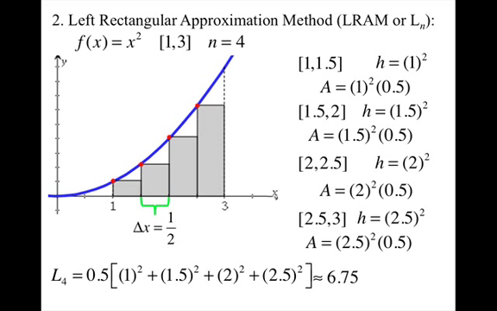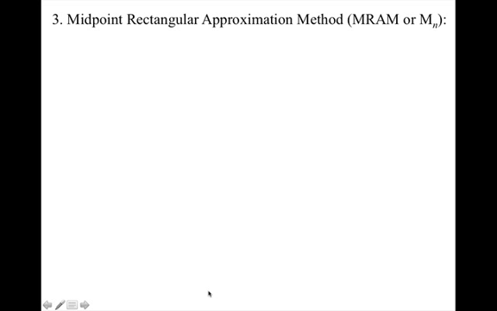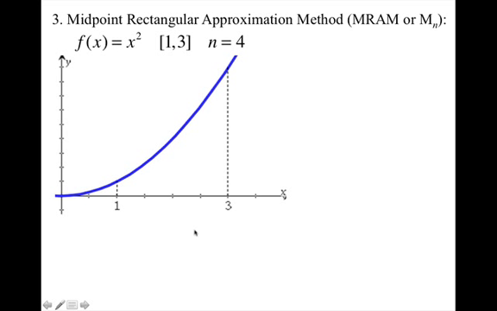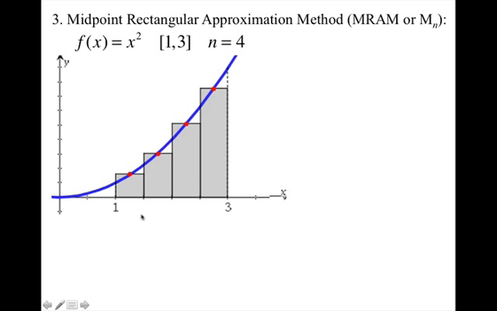All right, so there's the first 2 methods. The next method is the midpoint rectangular approximation method, which is MRAM, or M sub n. So same example, but this time when I draw my rectangles, their height is going to be at the x value that is in the middle of the interval of where the rectangle starts and ends. So notice how I drew the rectangle's height up to the midpoint of the rectangle onto the curve. Change of x is still 1/2, so the base is still 1/2.